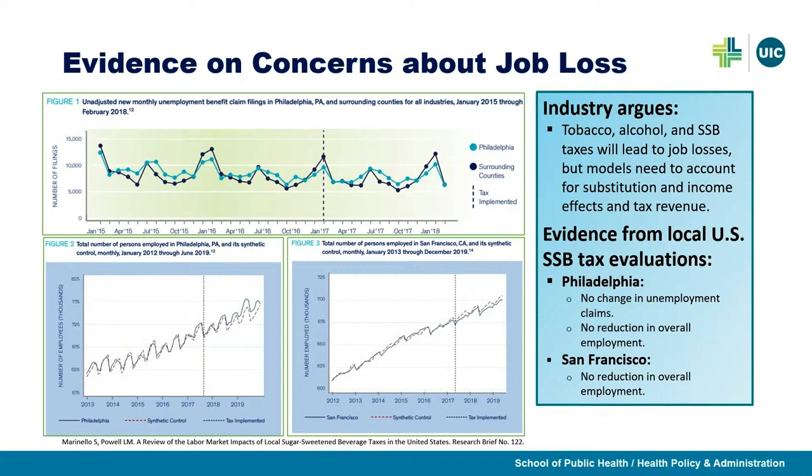So we have also modeled this. We've used data from the Bureau of Labor Statistics. We did this for 2 taxes, one that was in Philadelphia and one that was in San Francisco, and we were able to show there was no change in employment. Well, why is that? Because if you don't spend your dollar on a sugary beverage, you will spend it somewhere else. So that money does not disappear from the economy.